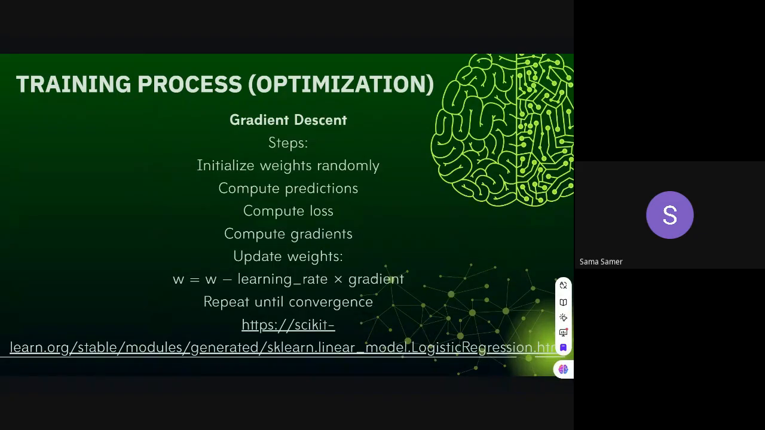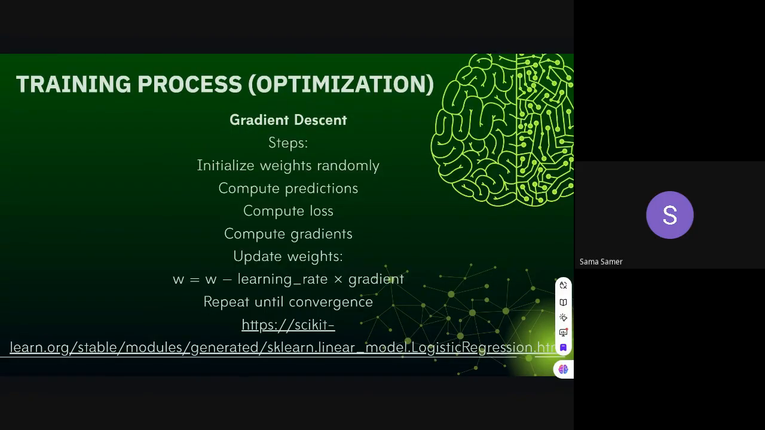First of all, the weight is initialized randomly, so we don't know which feature affects the data most. So we initialize the weight randomly, then we compute our prediction. Then we compute our loss. If we find our loss is very high, we must see what happens to the weight. So we come again and compute the gradient and update the weight.